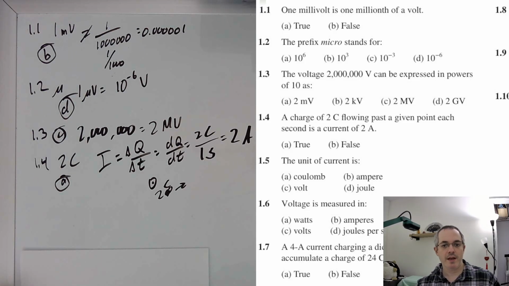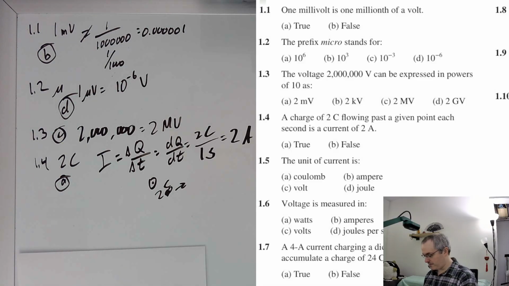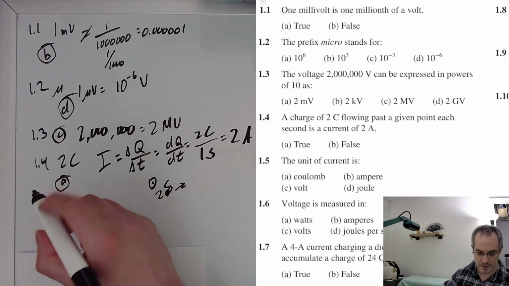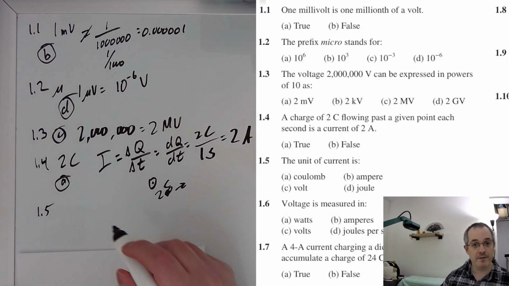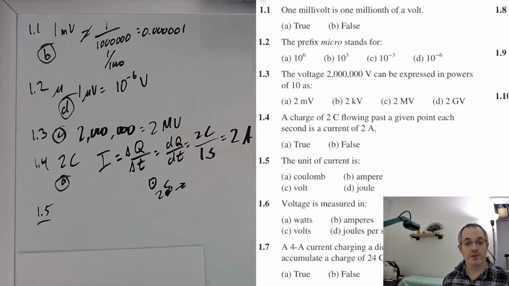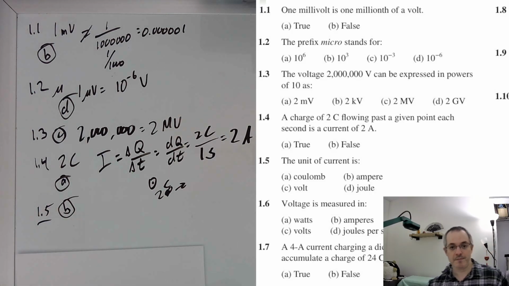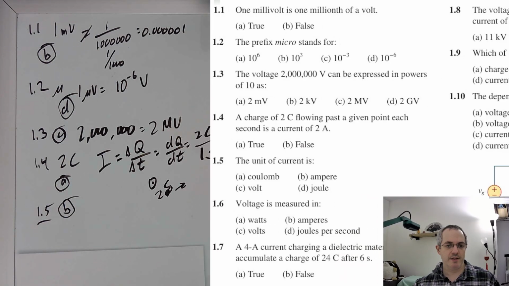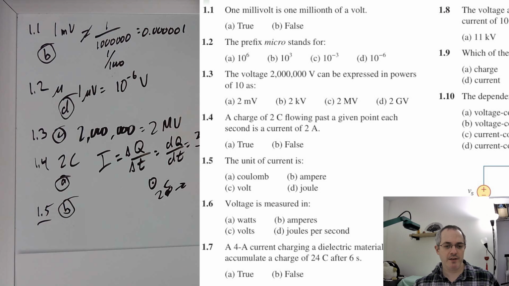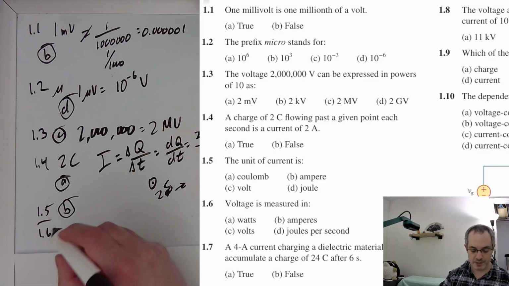So there you go. The unit of current is, as we just saw in question 4, my microphone wire is getting trapped under my board here. 1.5, so that'll be, the unit of current is ampere. Usually people say amps though. Let's see, the voltage is measured in volts. So that one's nice and easy. Voltage is measured in volts.